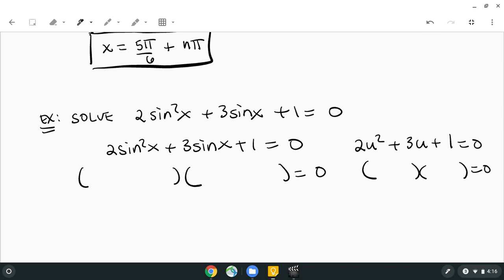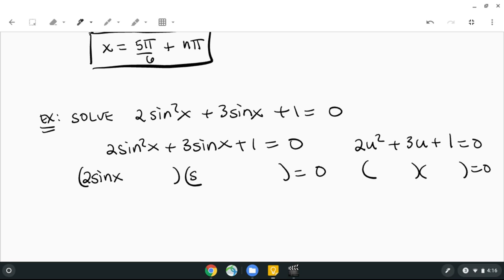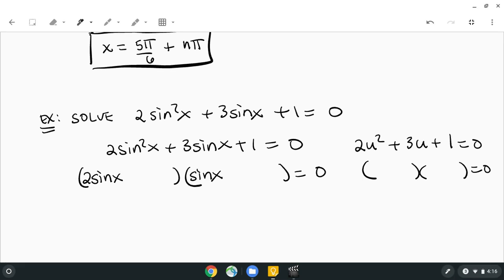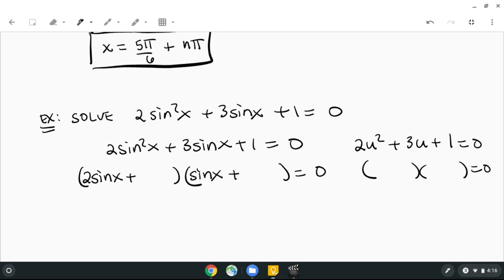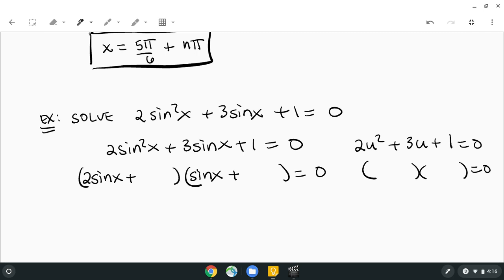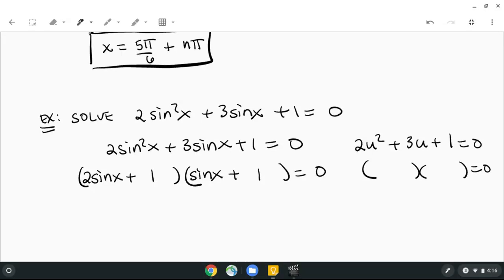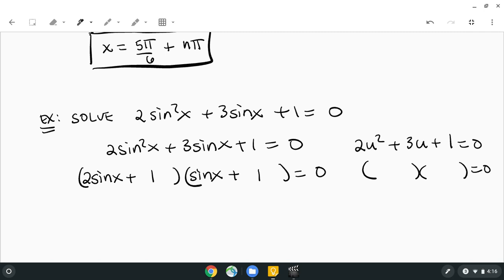All right, so what times what is 2 sine squared x? Well, that's got to be 2 sine x times 1 sine x. Okay, and both signs are going to be the same. Both of them are going to be positive. There's only one way to make 1. That's going to be 1 times 1. And then check to make sure you get the middle term. Outside 2 sine x and inside 1 sine x, so outside combined with the inside will give me 3 sine x. So this is fine. So we factored correctly here.